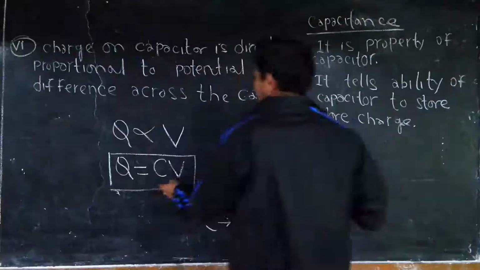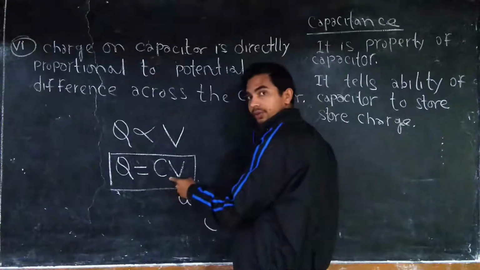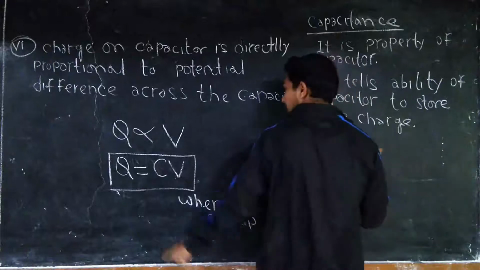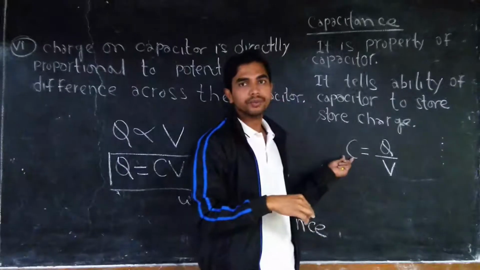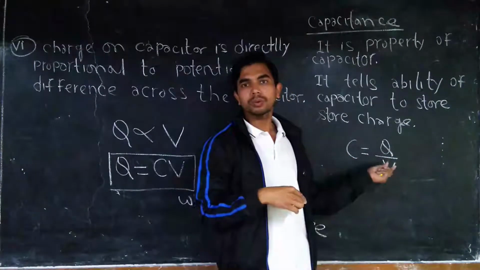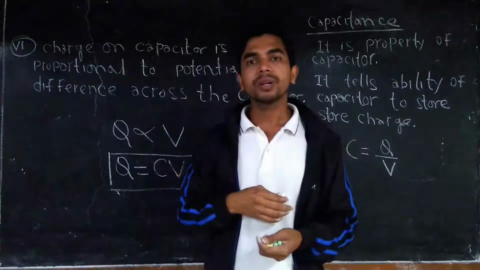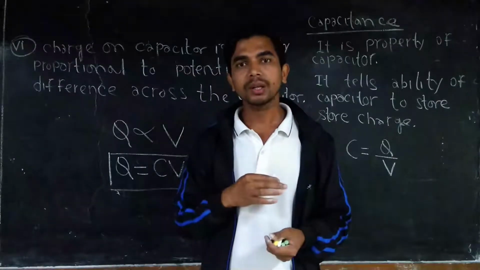Now, I derived this formula: Q is equal to CV, where C is your capacitance. From here you can see C is directly proportional to Q. Suppose someone asks you: if the charge on the capacitor increases, will the capacitance increase or not?